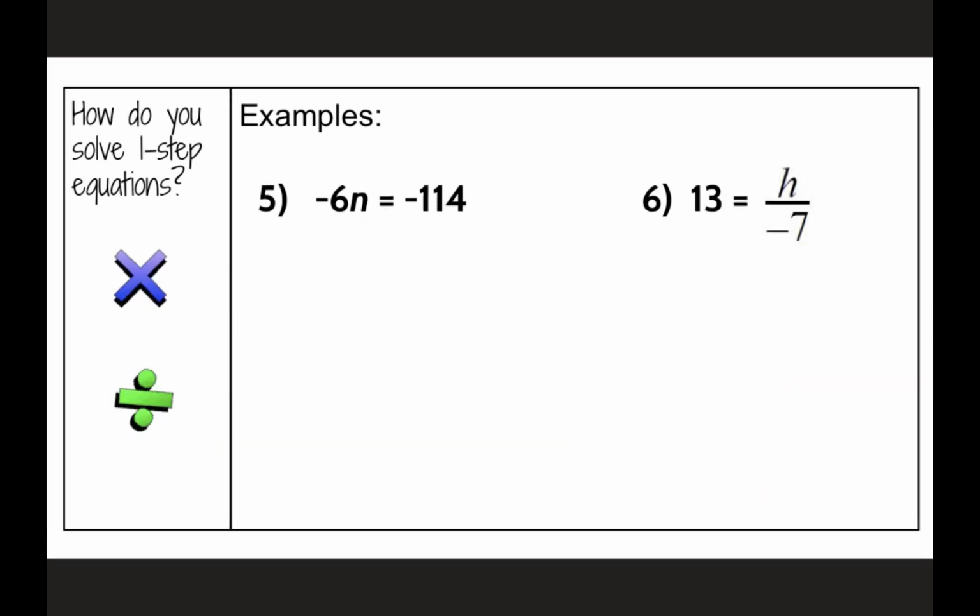Pause the video to write down example 5 and 6. How do you solve one-step equations? Now we're going to be dealing with multiplication. Therefore, we need to use division to undo them. We're also going to have division equations. We need to use multiplication to undo them.